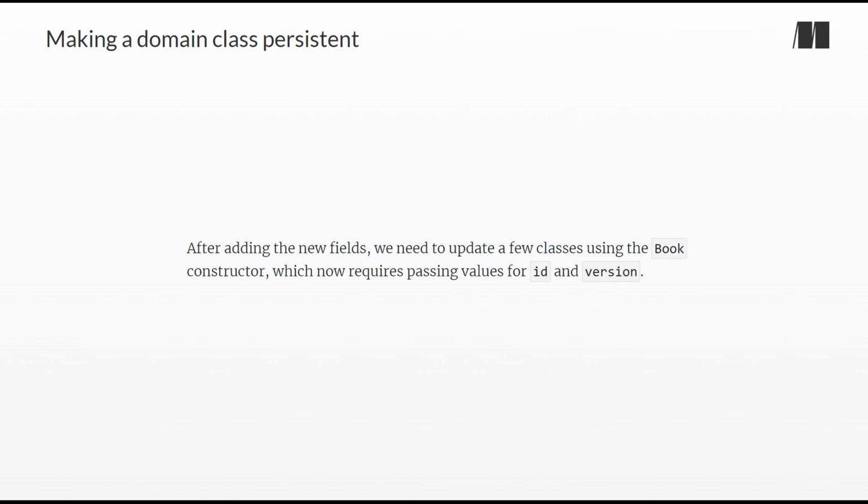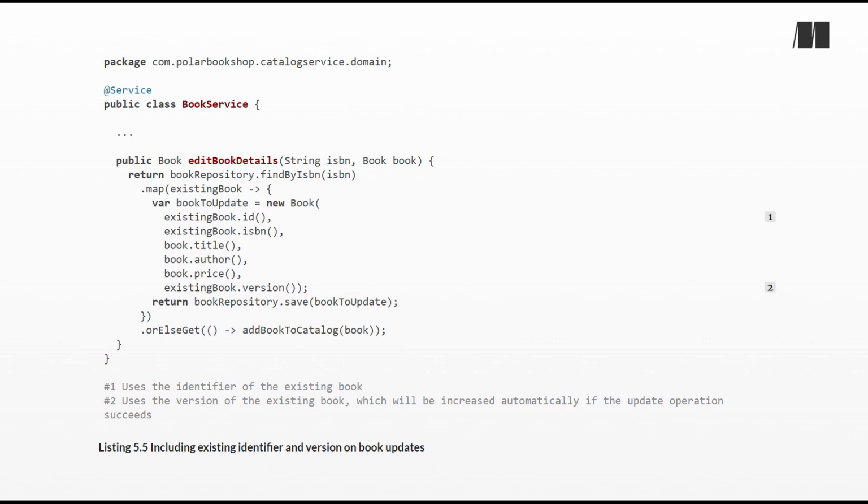After adding the new fields, we need to update a few classes using the book constructor, which now requires passing values for ID and version. The book service class contains the logic for updating books. Open it and change the edit book details method to ensure the book identifiers and versions are correctly passed along when calling the data layer. Listing 5.5. Including existing identifier and version on book updates.